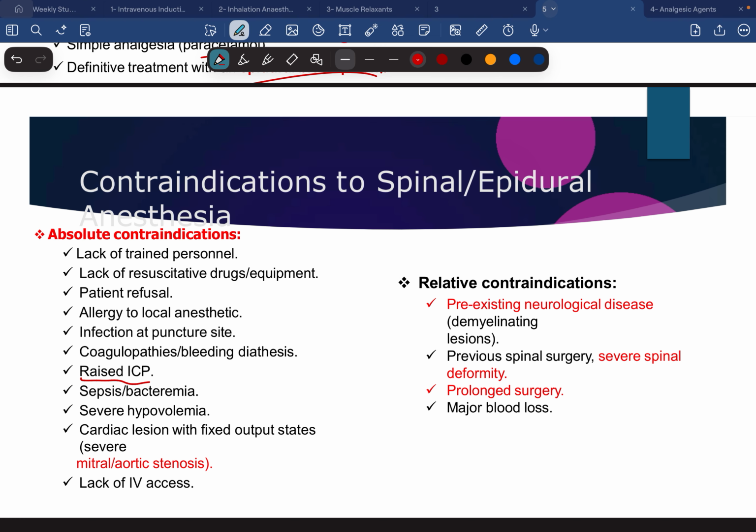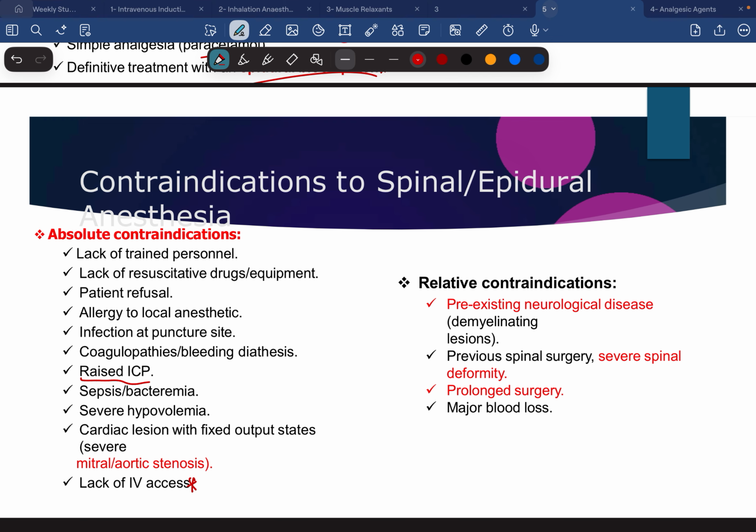Severe hypovolemia, sepsis, and bacteremia, because all regional anesthesia causes a drop in blood pressure due to the sympathectomy that happens below the level of the block. So if your patient is septic and bacteremic, first, they will be hypotensive. Second, there is a risk of introducing infection into the CNS. Lack of IV access is an absolute contraindication because their blood pressure will drop and you need to manage that very quickly. If you don't have IV access, that's a no-no. That's a major mistake.